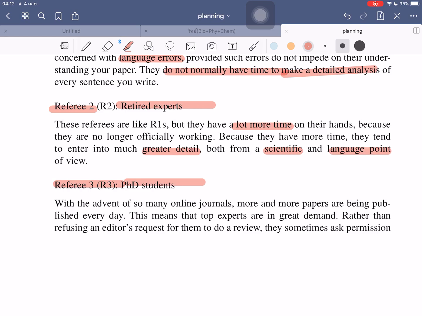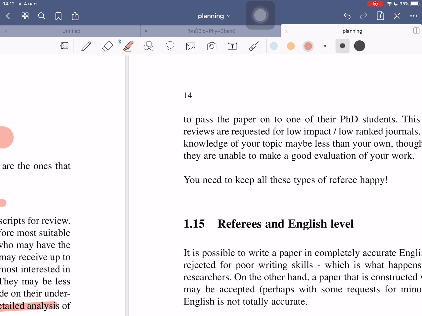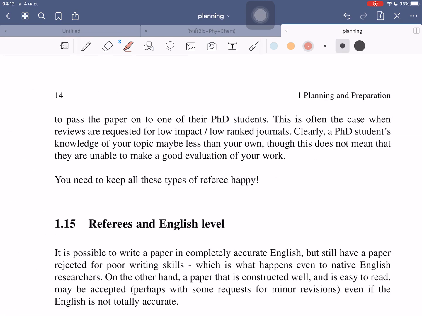The next group of people who can be your readers could be master's degree students. They might not have as much knowledge as you, and PhD students may have less than your own, but they can make a good evaluation of your work as well. Okay, 15.